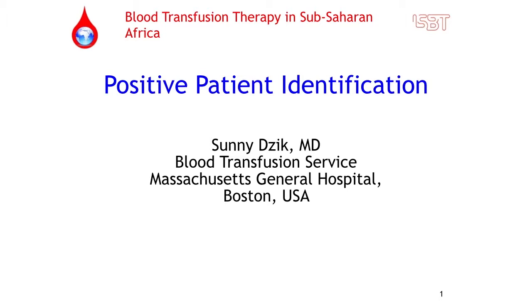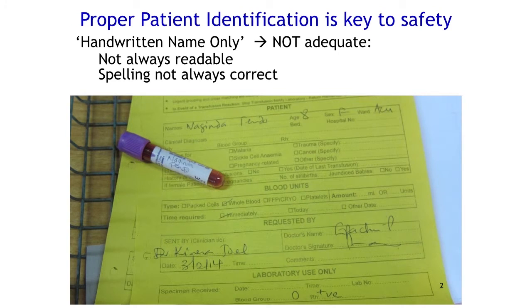So the first point is that proper patient identification is an absolute key to safety. I hope that Dr. Hume convinced you of that in what you just heard. A handwritten name only is not really adequate. It's not always readable. Spellings are fluid in this sort of world. So when you get a requisition and a tube and a name written in ink, it may really not be enough. This is what most of the practice is, and what I would like to encourage you is to go beyond that, take a next step beyond that.